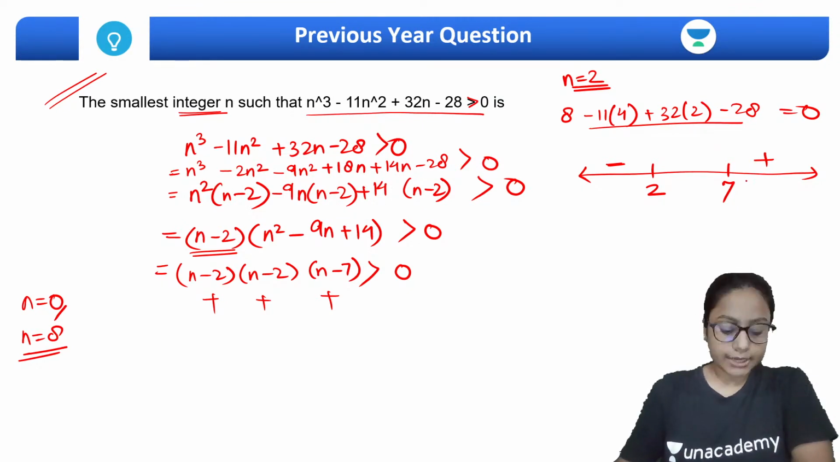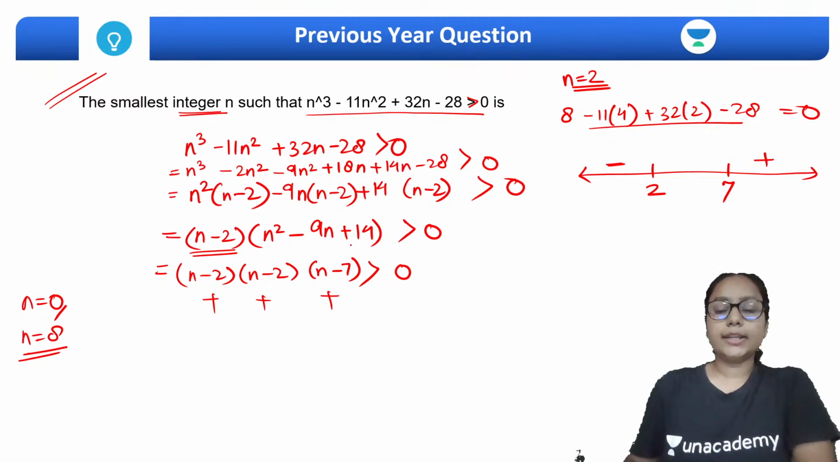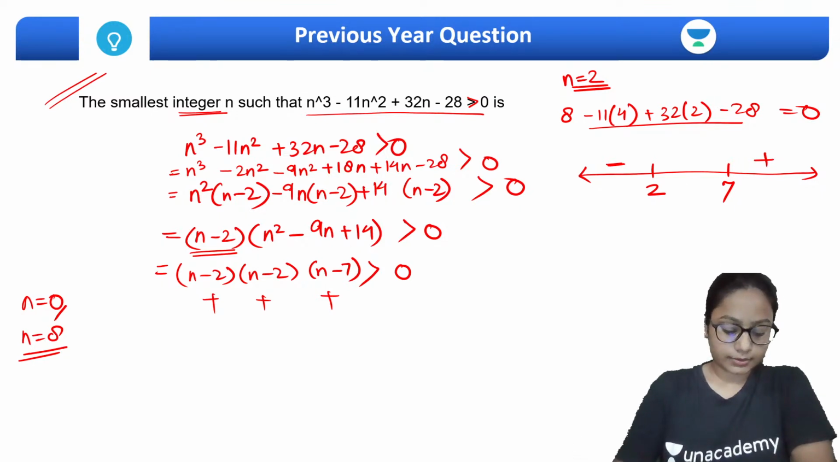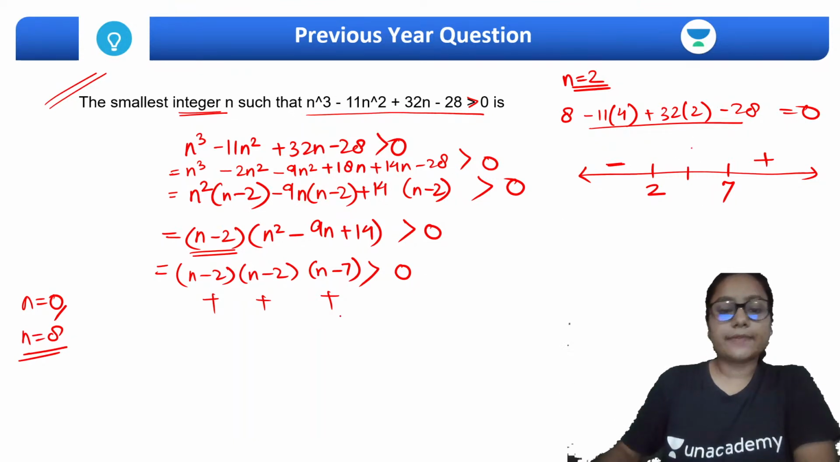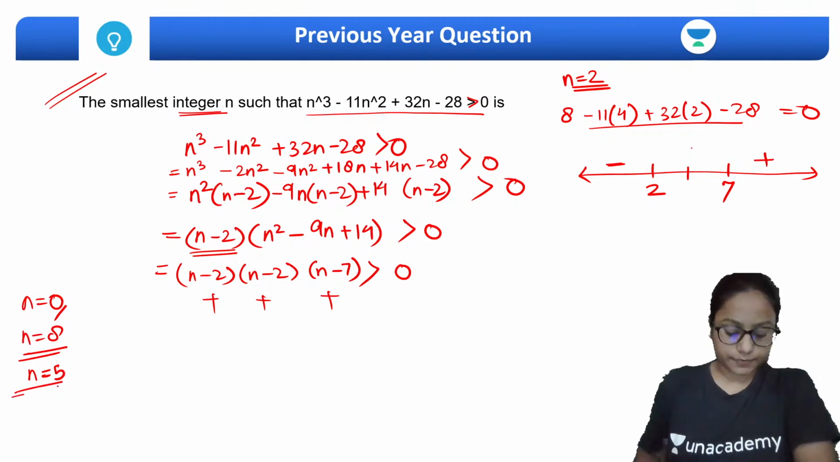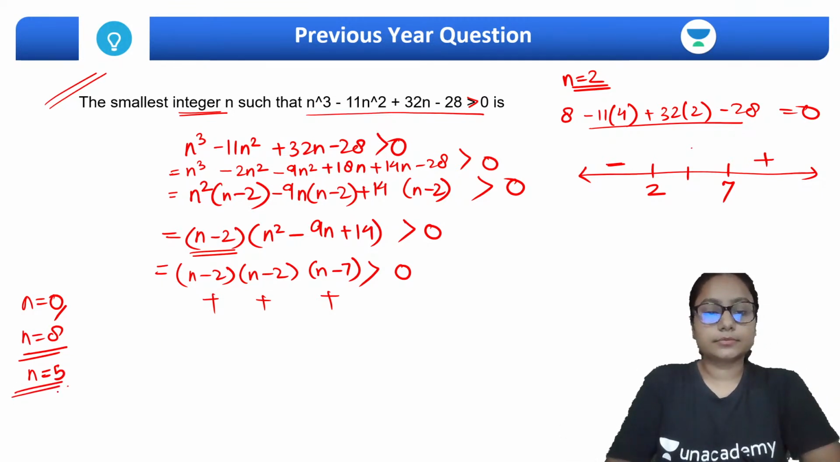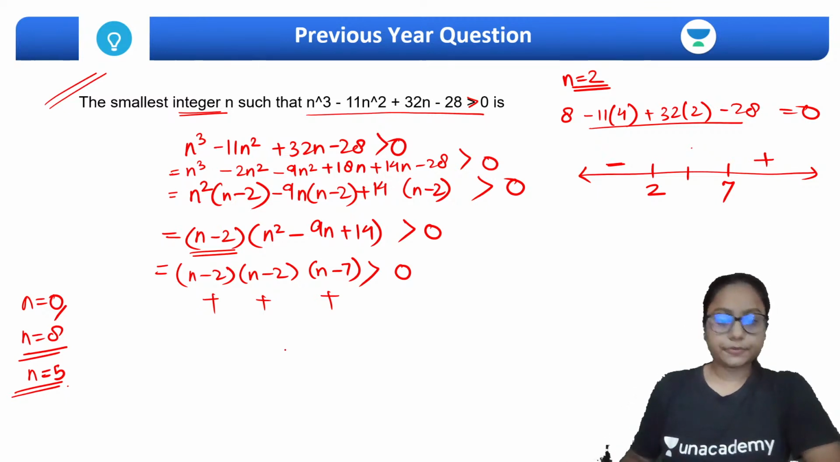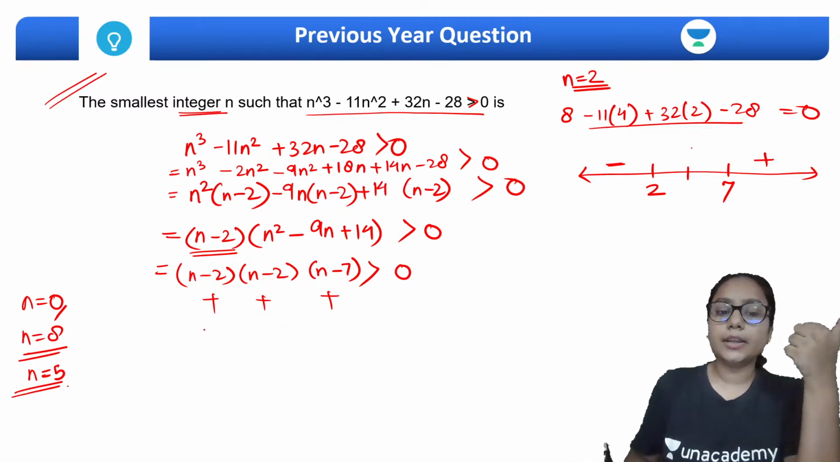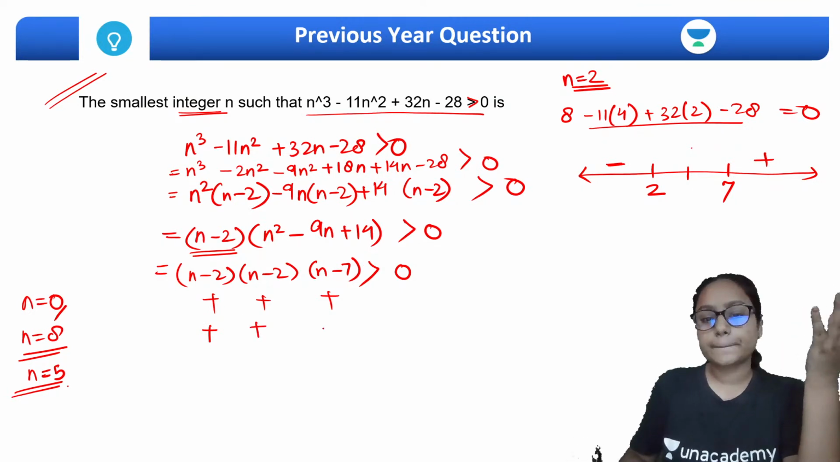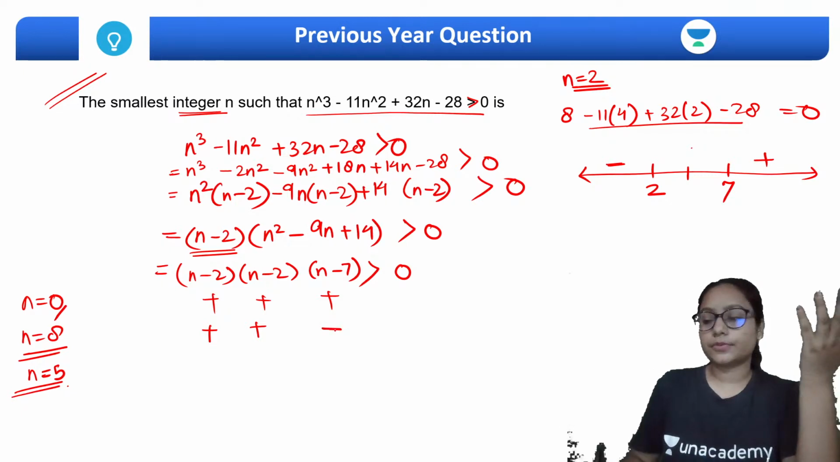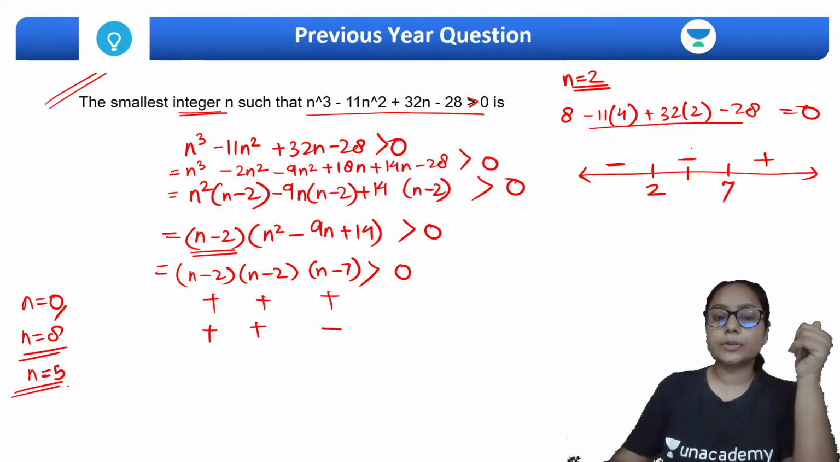So what will be the minimum value of n for which this inequality is greater than 0? Negative. For n is equal to 8, you are positive. Let us take n as 5 and find it out. If n is 5, this part will be positive. This is positive. And what is this part? This will be negative. So this won't be satisfied. So for this also, this will be negative.